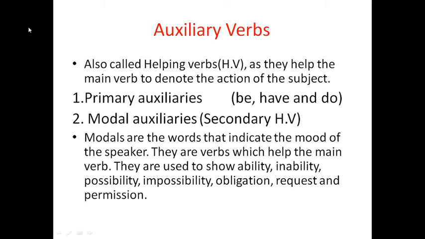These are do forms. Okay, modal auxiliaries: can, could. So what are modal auxiliaries? They indicate the mood of the speaker. They help the main verb. They are used to show ability. I can swim, ability. I can walk, ability. They show inability, possibility, impossibility, obligation, request, and permission. May I come in? I may come. So these are all the auxiliaries.